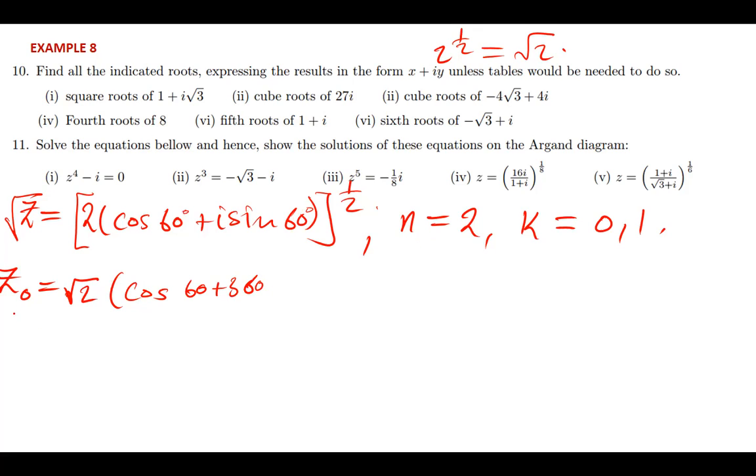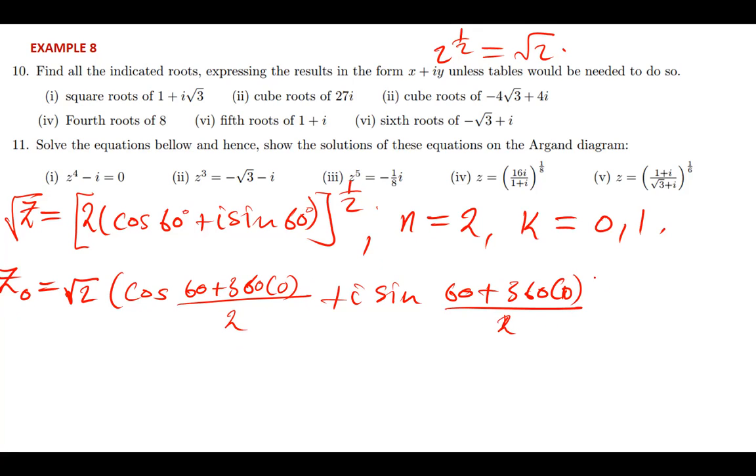The first k value is 0, so we have 0 there. Then everything divided by n, and the value of n is 2 in this case. And then we say plus i, and you repeat the same: sine of 60 plus 360, the value of k is 0, then everything divided by 2. Yeah, so this is what we have.